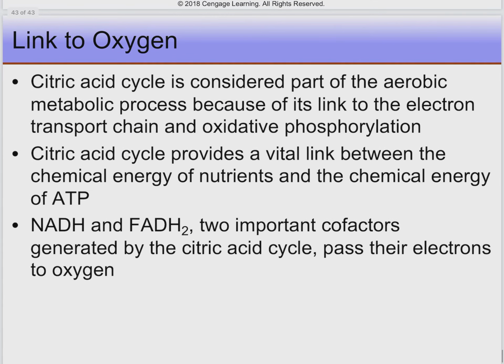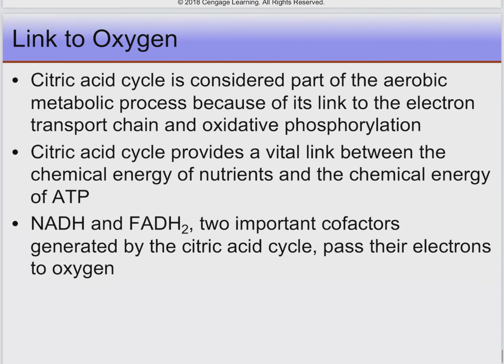All right. Okay, so in the next chapter, we're going to look at how all of these electron transporters ultimately take their electrons to oxygen and generate water. And that will be the aerobic part of this aerobic metabolism.